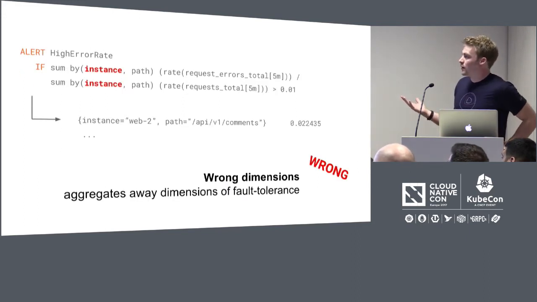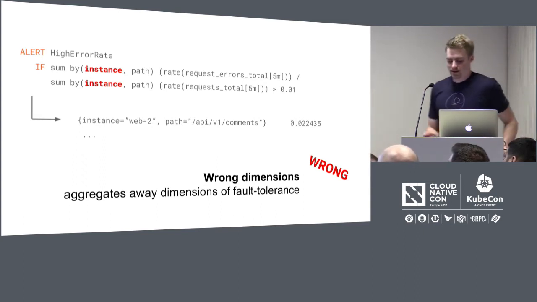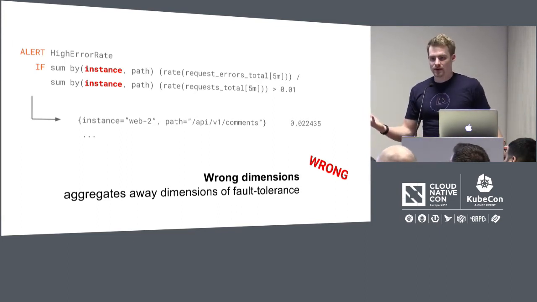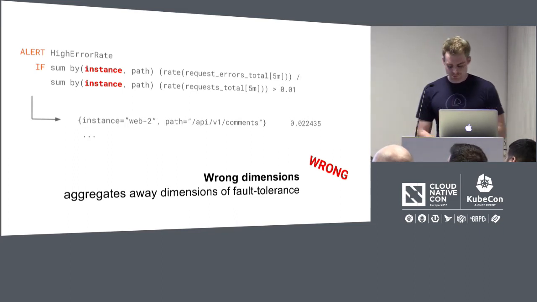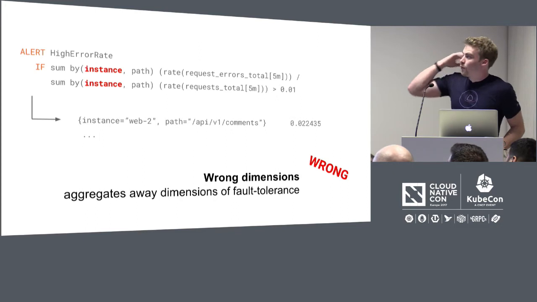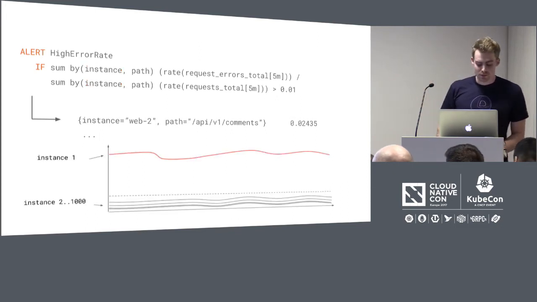And it's still wrong, intentionally, of course, just to show you what can be wrong, because we're preserving the instance label. And in the case of a microservice, for example, that's actually the dimension along which we tolerate failure, right? Because we are building a resilient system that can handle certain errors. And in a horizontally scalable system, a single instance misbehaving is certainly one of them. So with the alert as it is, if 1 out of 1,000 instances misbehaves, we will get paged.